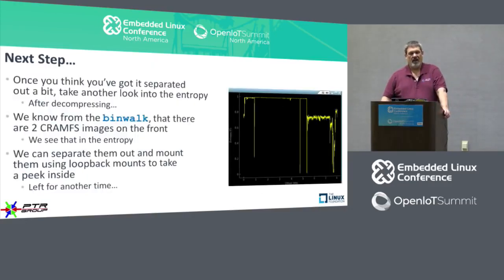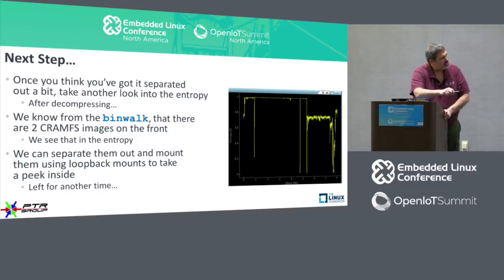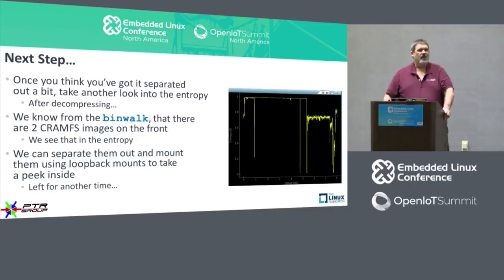Now, the next step, once you've got it separated out a bit, is we can take another look at the entropy. After decompressing that image, we see a spike right there, which is the separation between the U-boot image and the rest of the CRAMFS. These entropies close to one are the CRAM-FS images, and then we see the rest of the operating system sitting out here. So again, if it's not solid at one, that's good. If it's solid at one, that's a bad thing. That means they've either encrypted it or they've got something else sitting out there that makes it look like encrypted data.